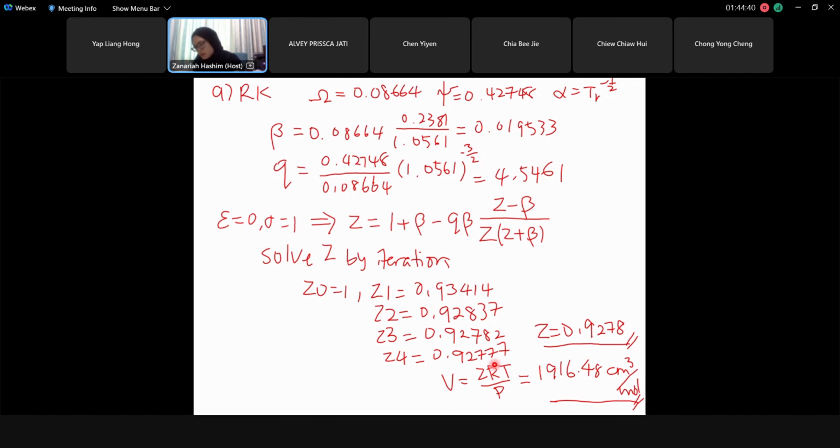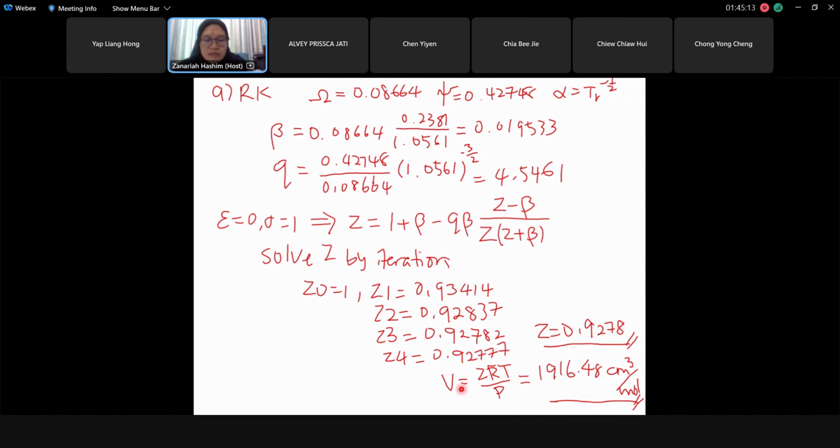Sekejap, is this? Sorry, yang ni tak ada dalam teks. Not from the example. Probably from the problems at the back. Okay, never mind. So you can get the value of Z, yeah. 0.9278 or 77 macam tu, okay.